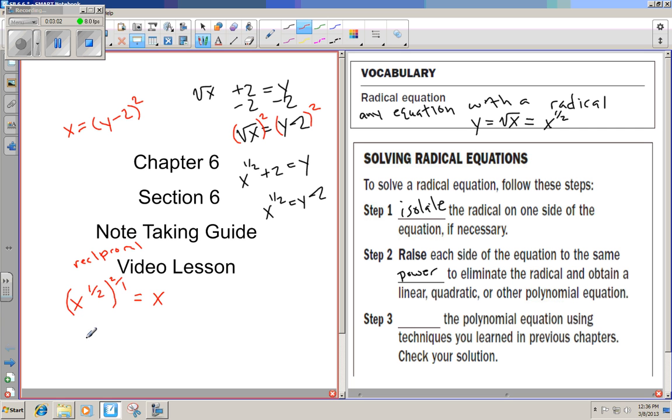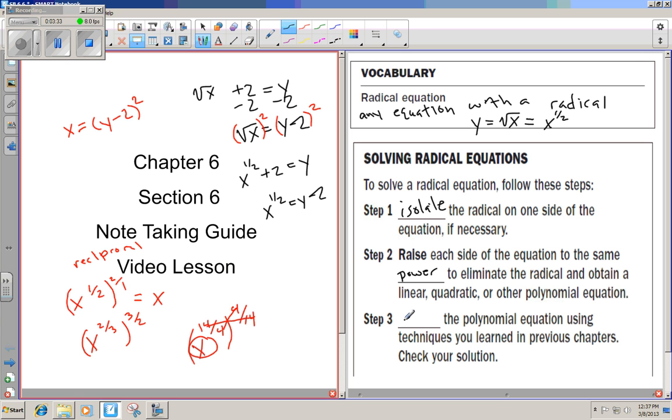So if you had x to the 2/3, you would raise it to the power of the reciprocal, 3/2. If you had x to the 1/4, you would raise it to the power of 4/1. The 4's cancel, the 1's cancel, you're left alone with x. So you are raising to the reciprocal power.